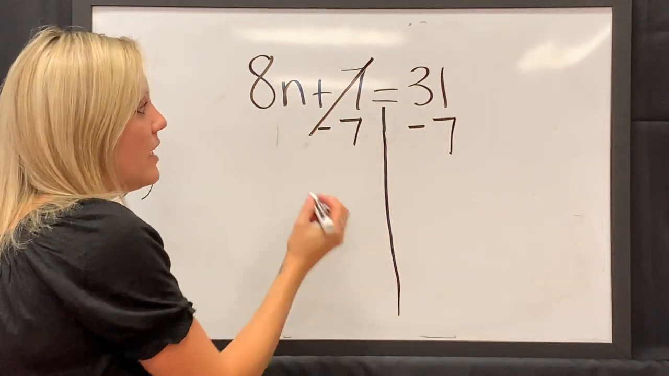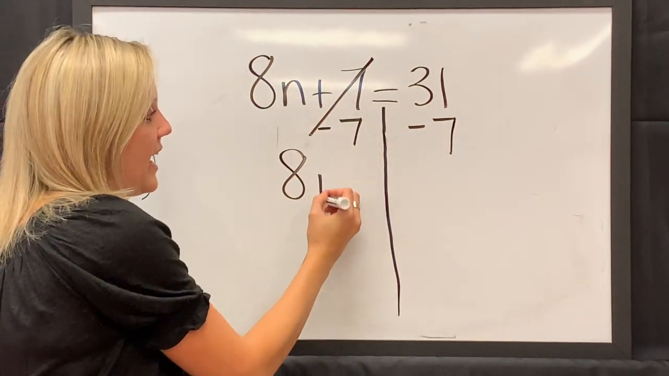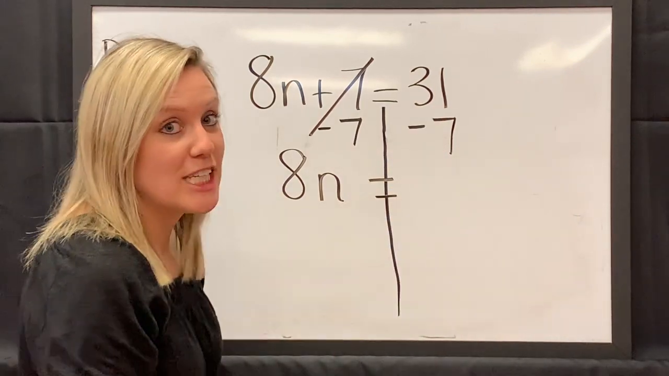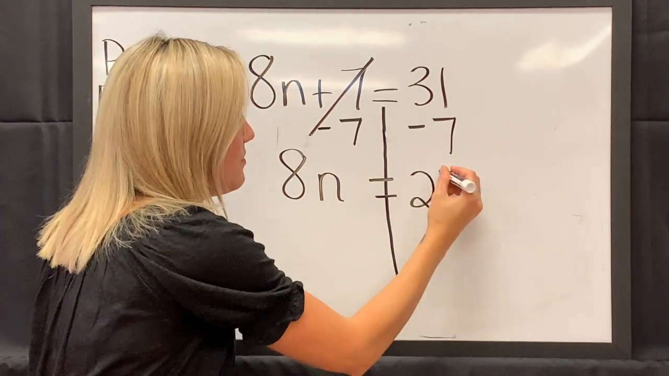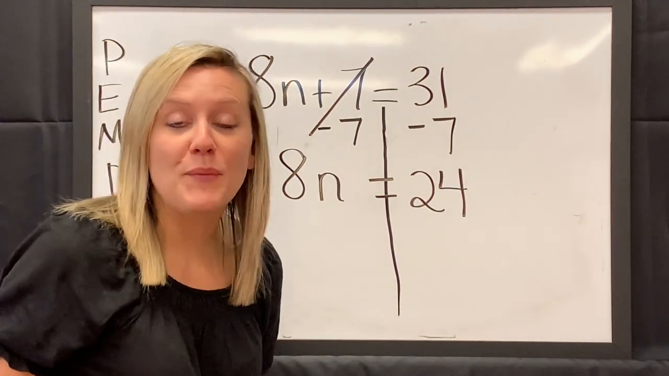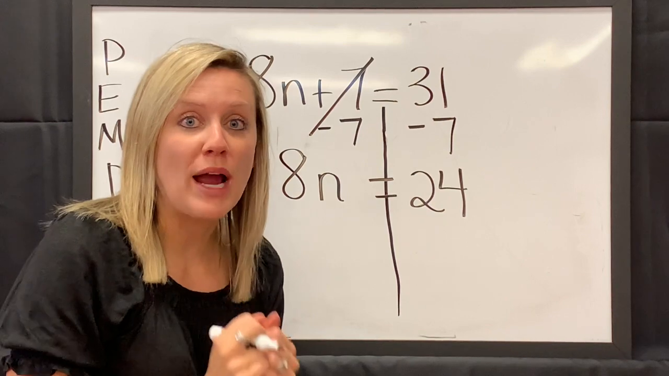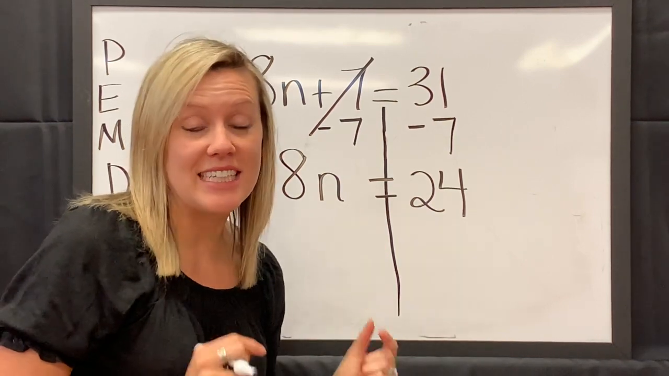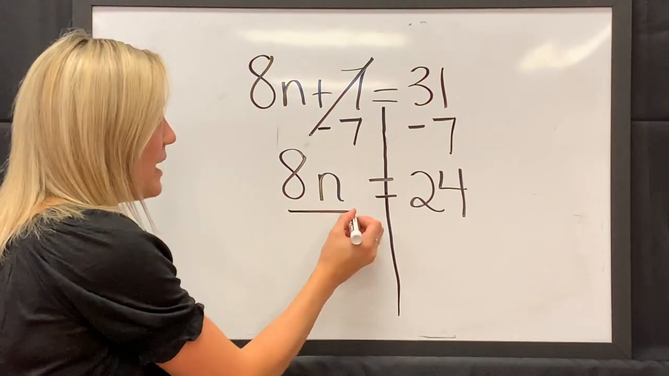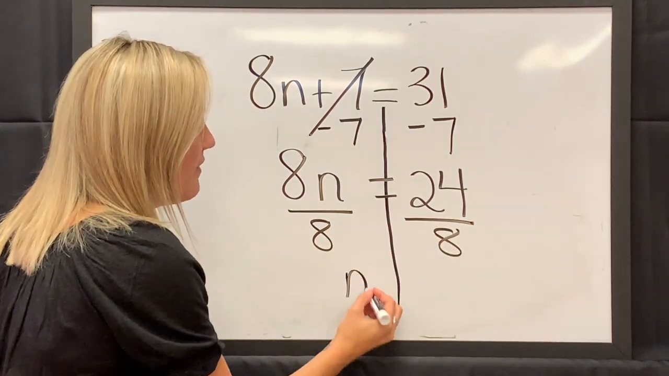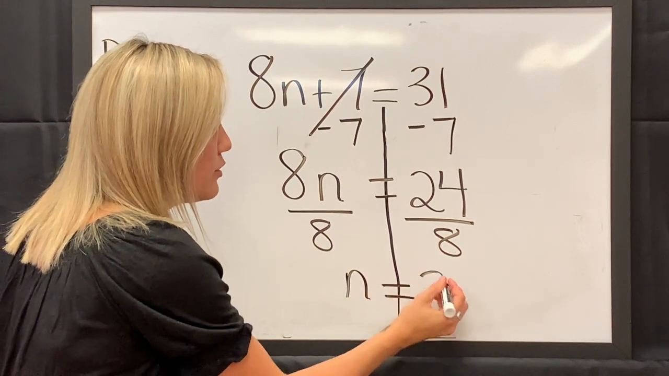These will cancel, and I will have 8n equals 31 minus 7 is 24. Now I'm going to get rid of this 8. Don't forget, when a number and a variable are right by each other, that means multiply. So we are going to divide to get rid of it. Divide by 8, divide by 8, and we are going to have n equals 3.